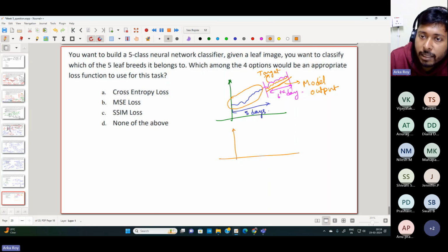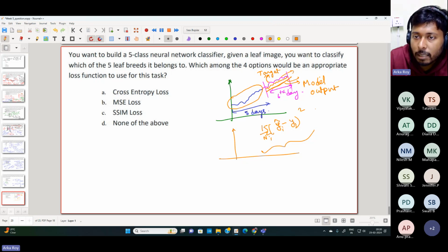Now you have the real numbers. These are real numbers, and these are also real numbers. So you can take MSE, which is the sum of (y hat minus y) squared divided by n, for all i. So for each and every point, you take the difference, then square it, then take the average. So this is what MSE loss is. That means for a regression problem, you need to use MSE, because you need to predict real values.